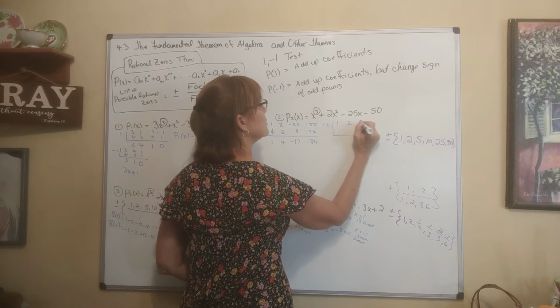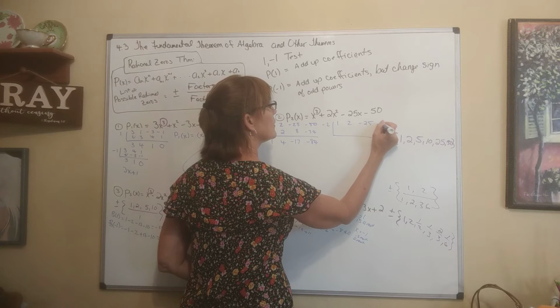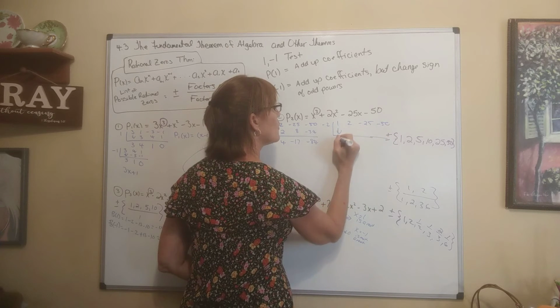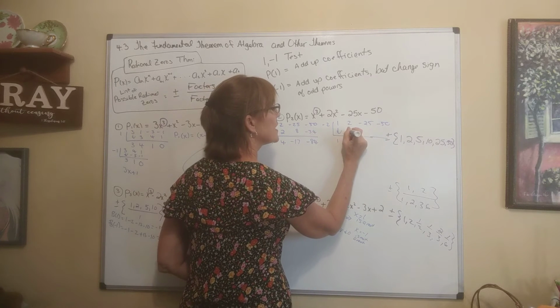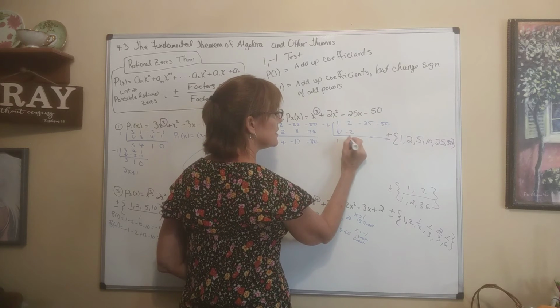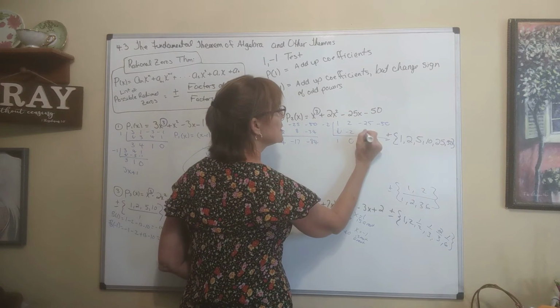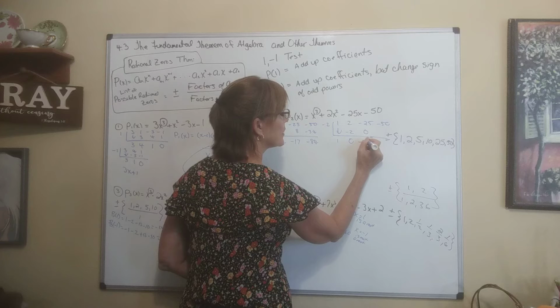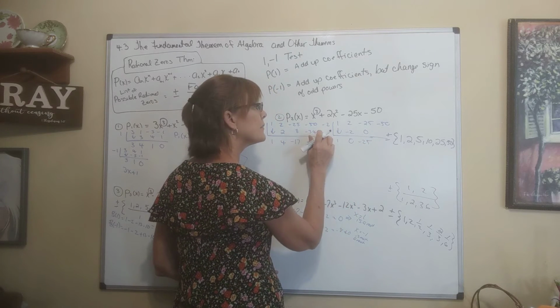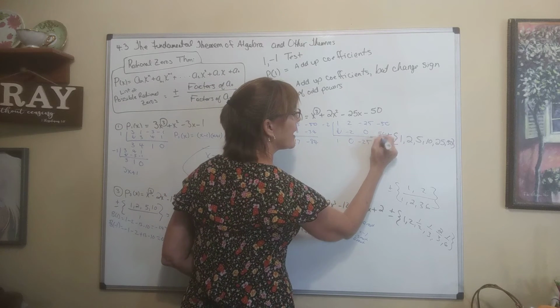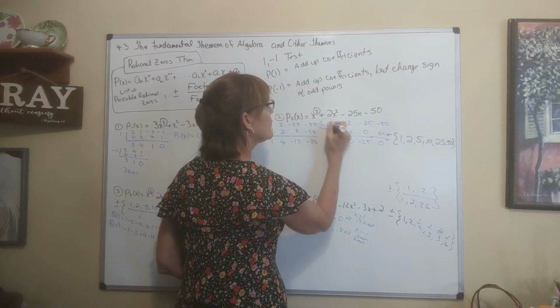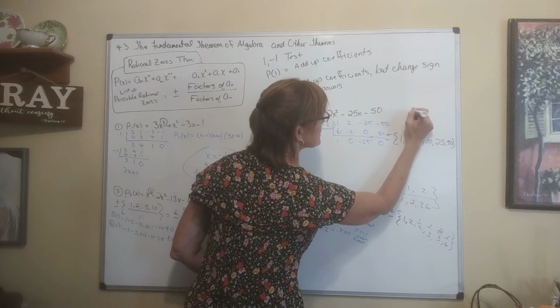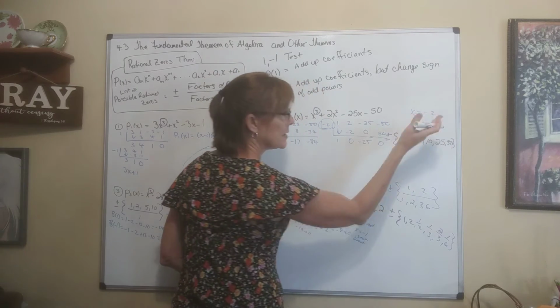1, 2, negative 25, negative 50. All right, bring down the 1. 1 times negative 2 is negative 2. Add 0. 0 times negative 2 is 0. Add negative 25. Negative 25 times negative 2 is 50. Add 0. Oh, we finally got one. Okay, so x equals negative 2 is a root.